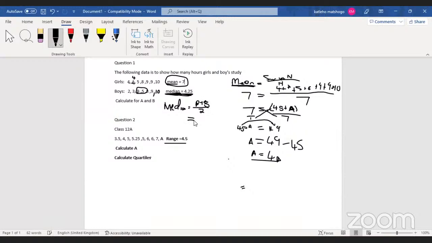So this is the calculation that I was talking about. B plus 5 divided by 2. This is our calculation. B plus 5, this is our calculation. And we are given the median, the answer to this, that it is 4.25. So we still have B plus 5 over 2. So now we have a full equation. We can calculate.